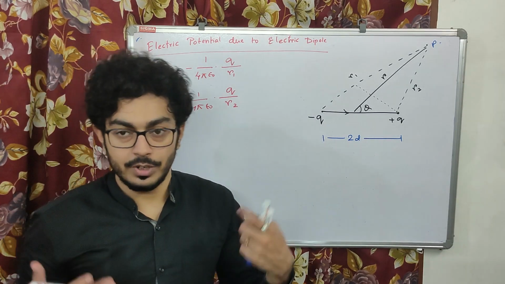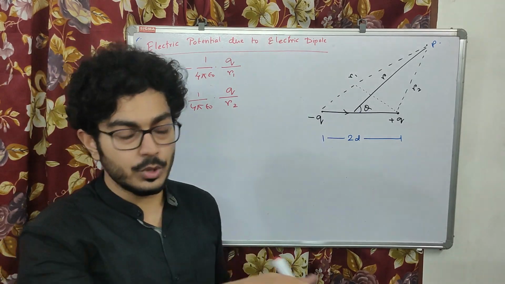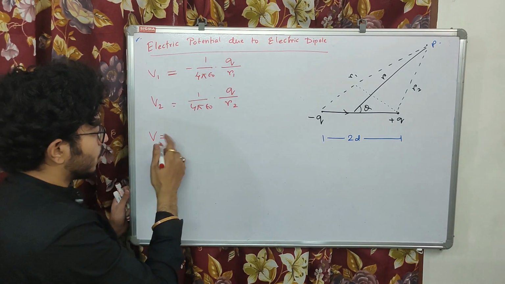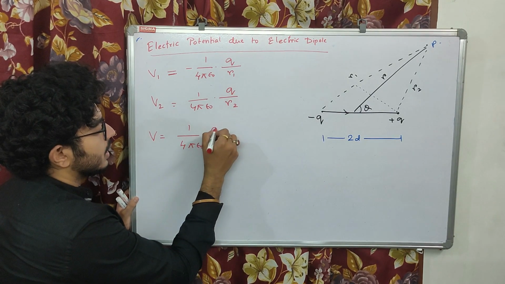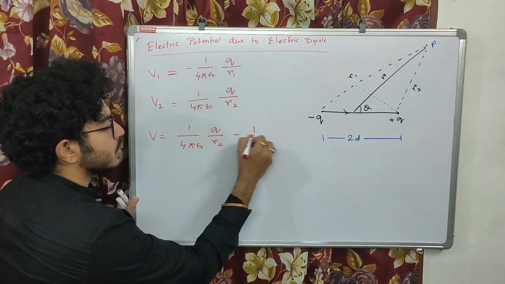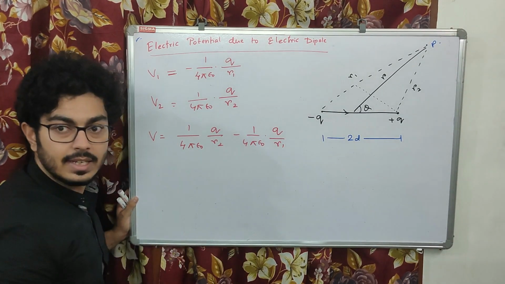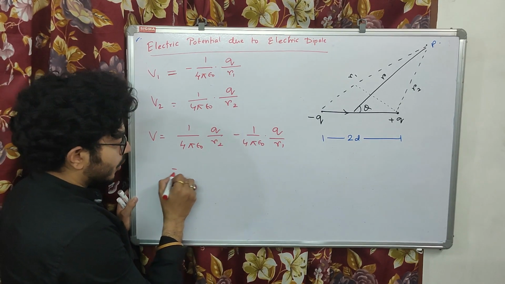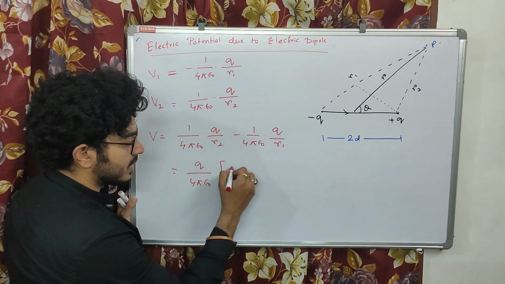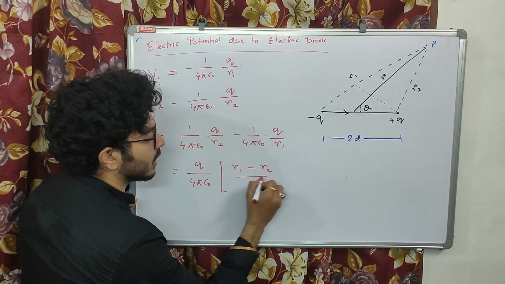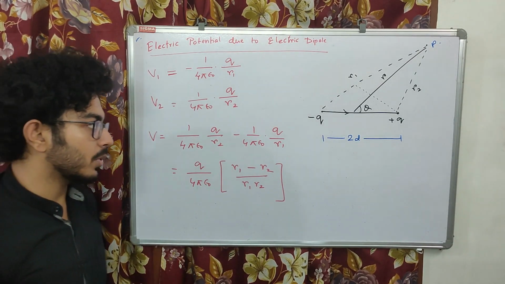The total potential will always be equal to the algebraic sum, I am going to explain that later. So we can say 1 by 4 pi epsilon naught q by r2 minus 1 by 4 pi epsilon naught q by r1. If we take q by 4 pi epsilon naught common, what do we get? We get r1 minus r2 by r1 r2.